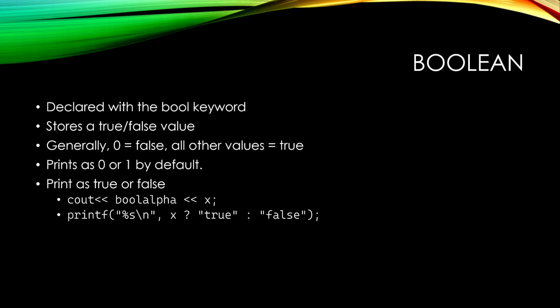If you're using printf, then you would use the %s to format a string. You would say x question mark true colon false, true and false being wrapped in quotation marks. What you're doing here is saying what is the value of x here? What does this evaluate to as a true false statement? If it's true, we send back the string true. If it's false, we send back the string false.